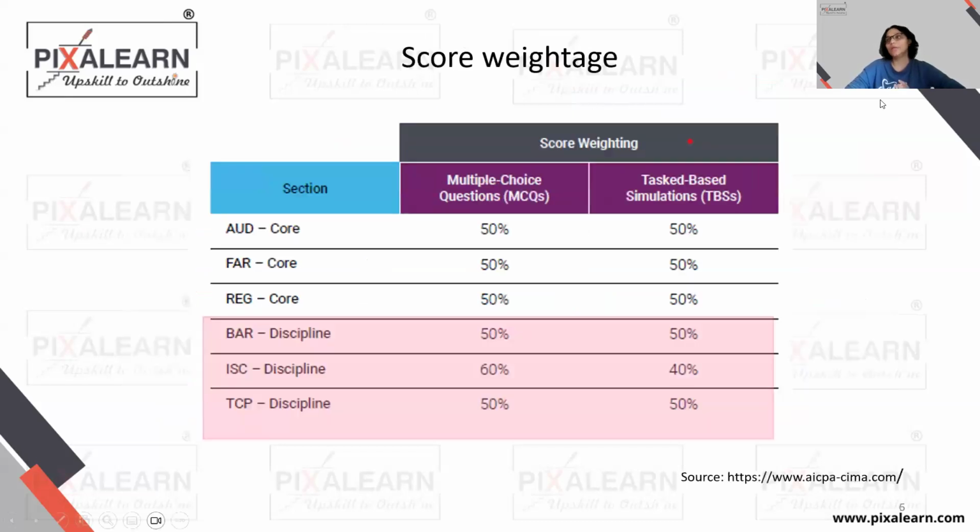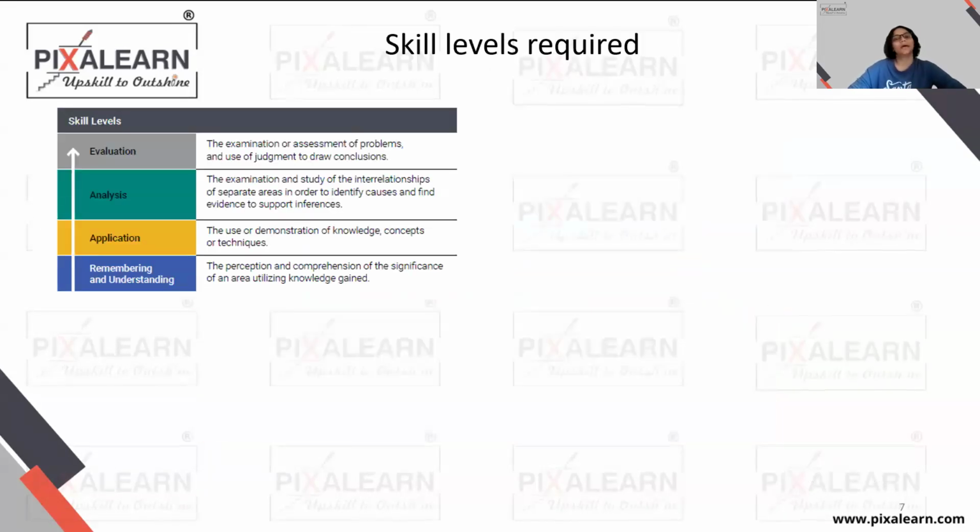So what is it that they're going to test you with? It's common for all the papers except for ISC that half of the paper would be sims and the other half would be MCQs. A lot of you have given papers before, so this shouldn't be a problem. But for people who are taking this for the first time, this is the skill level which is defined by the AICPA blueprint.